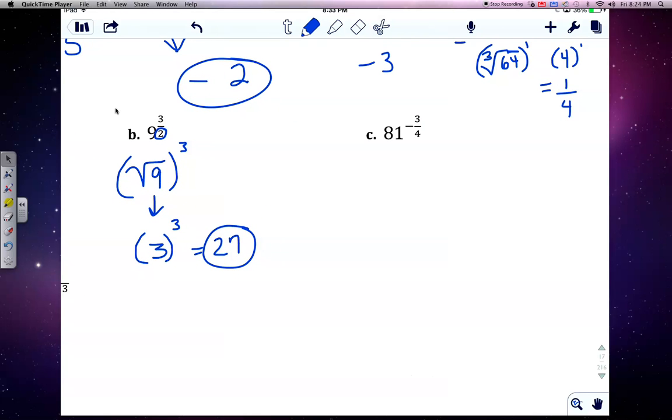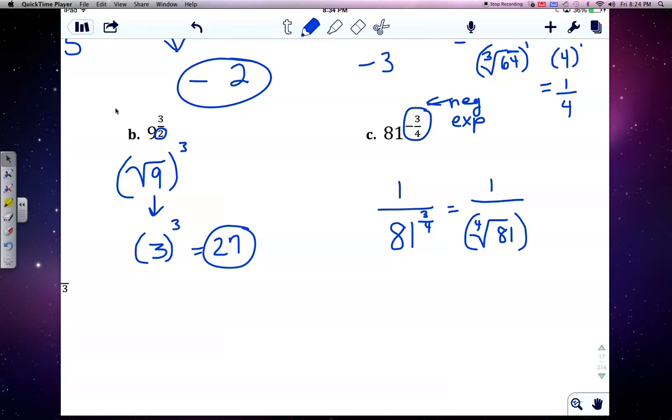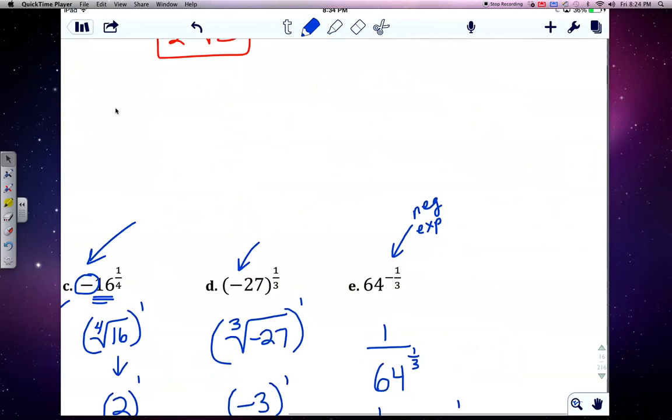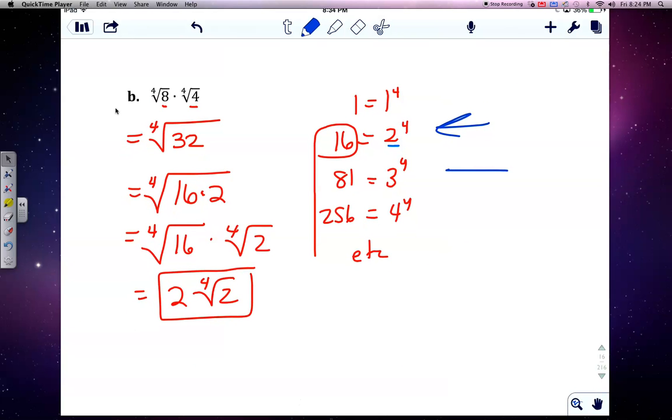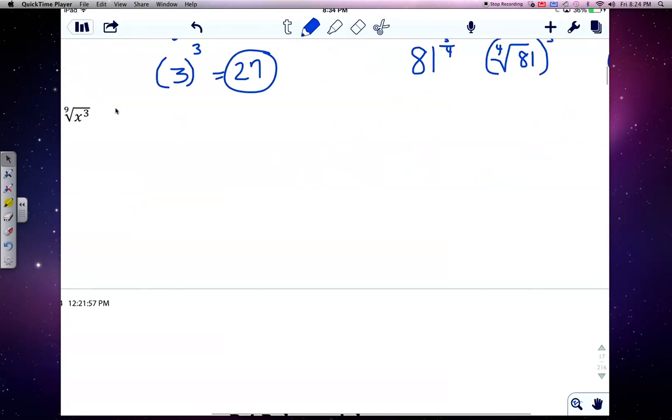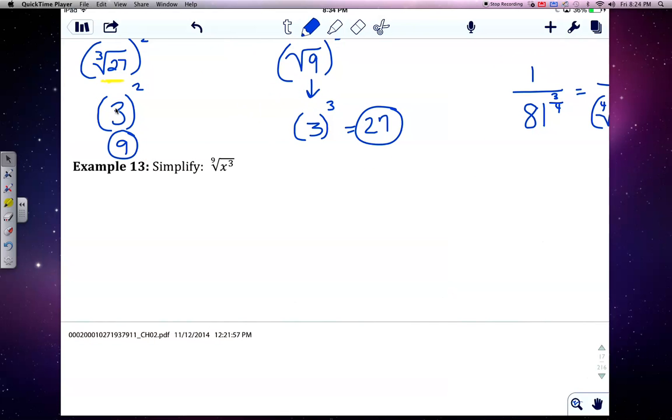And part C is just like the last part in the last example. I have a negative exponent. So remember, negative exponents only indicate position. So now I'm going to take this 81, move it to the denominator, and by doing that, my exponent becomes positive. Okay. Now I have the 4th root of 81 to the 3rd power. The 4th root of 81, I don't know that, but luckily I wrote the list right here. The 4th root of 81 is 3.